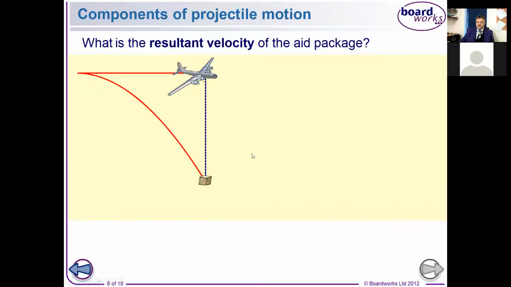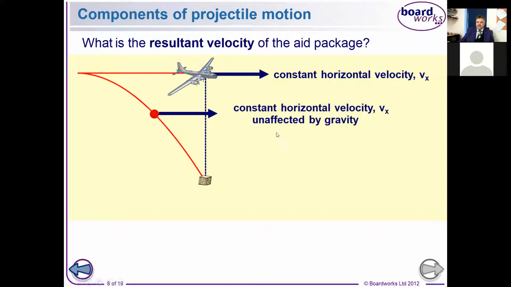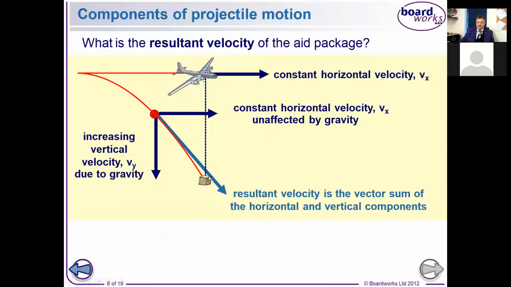So the resultant velocity is just basically resolving the two vectors, the horizontal and vertical vectors. So the horizontal constant velocity is Vx, which is unchanged. It's not affected by gravity because gravity is at right angles. So force at right angles to motion will not affect that motion at right angles to it. And we know that it will be increasing vertical velocity due to gravity. The resultant is the resolution of those two vectors. So you use Pythagoras' theorem to get the resultant velocity.